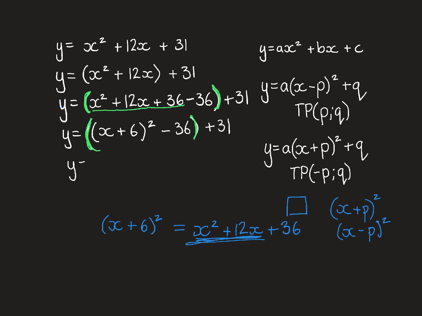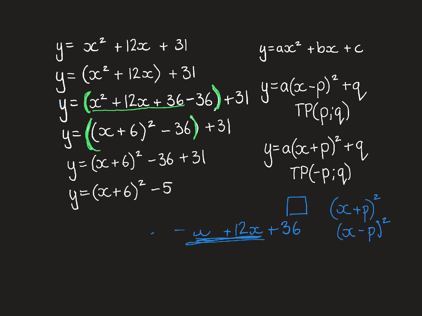And in this case, the only thing that's in front of the brackets is a 1, and that doesn't change anything. So let's multiply it out, and then let's simplify. So we've got y is equal to x plus 6 squared minus 5. So now that we've done that, we've changed it from standard form into turning point form, and we can see that our turning point is going to be -6 and -5.